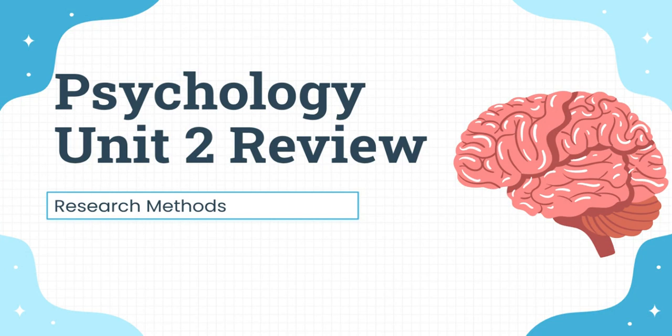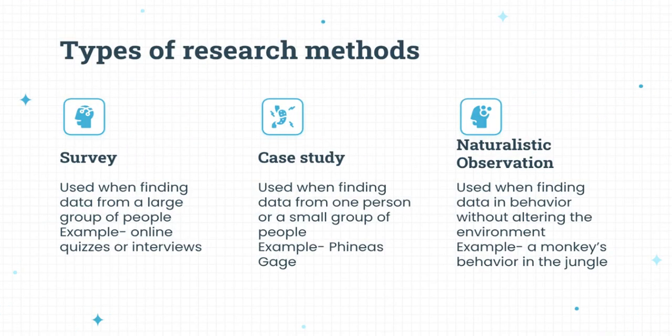Today we're going to be talking about Unit 2 review, which is all about research methods. So the types of research methods are a survey, a case study, and naturalistic observation.